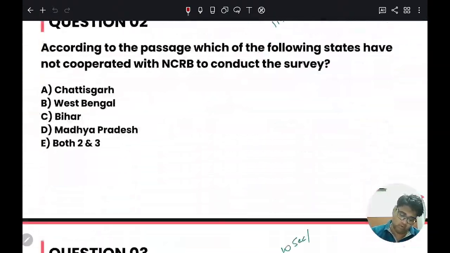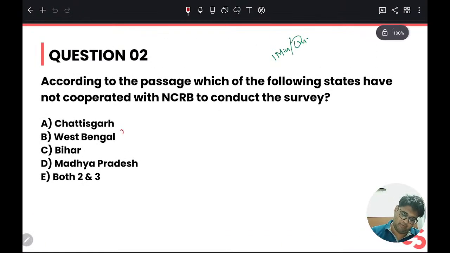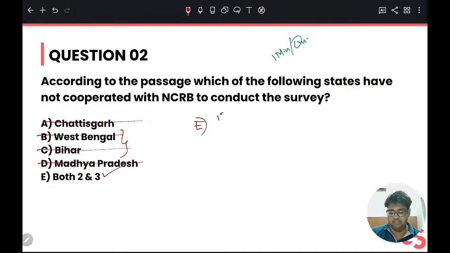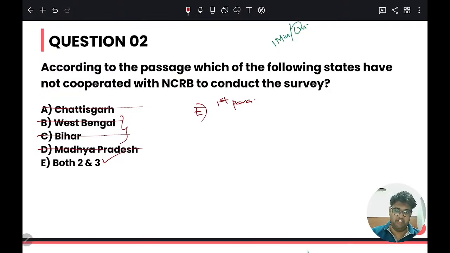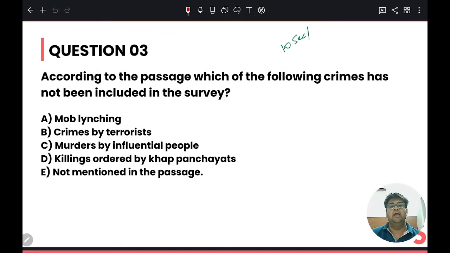So I know West Bengal and Bihar will be there. So my option would be both 2 and 3, not only. So E would be my right answer. This is from the first para. See, this is how you retain the important information and then you tackle the question.